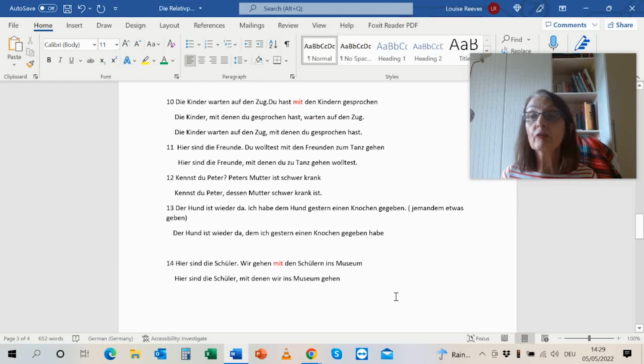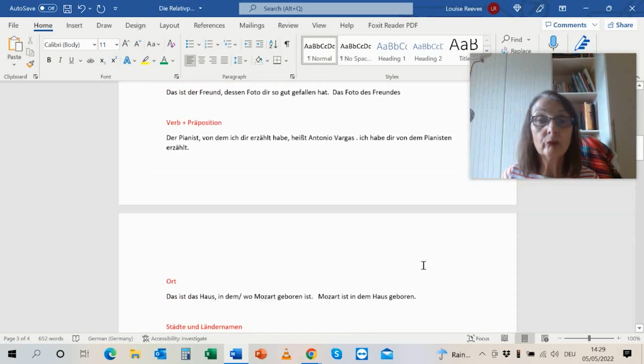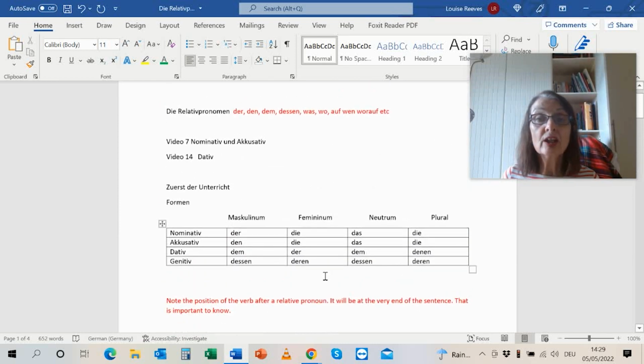So now we've 14 of those sentences done and well discussed. Now have a good look back again at every one of those. Now you'll find that ready for you. And if you need to take a photograph of that, take it now. And remember, the verb after a relative pronoun will always be at the end of your statement or the end of your sentence. And that's important to know.